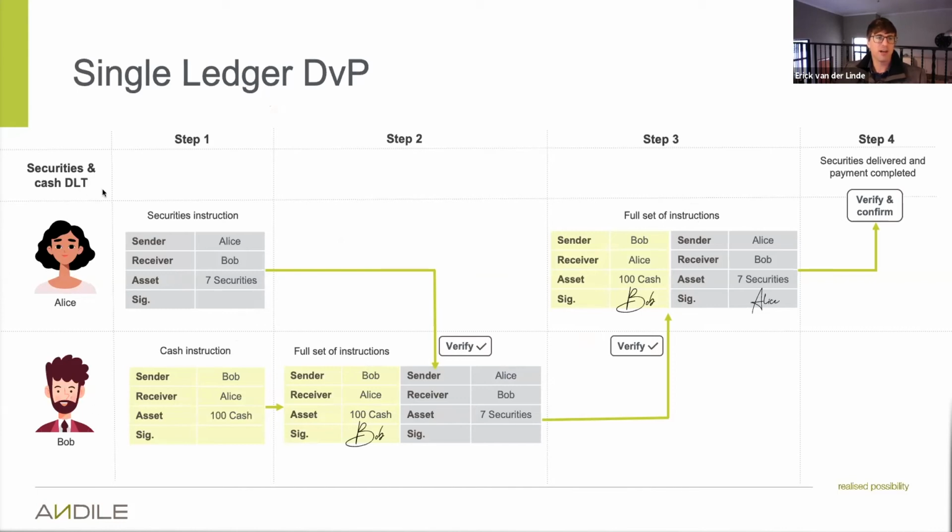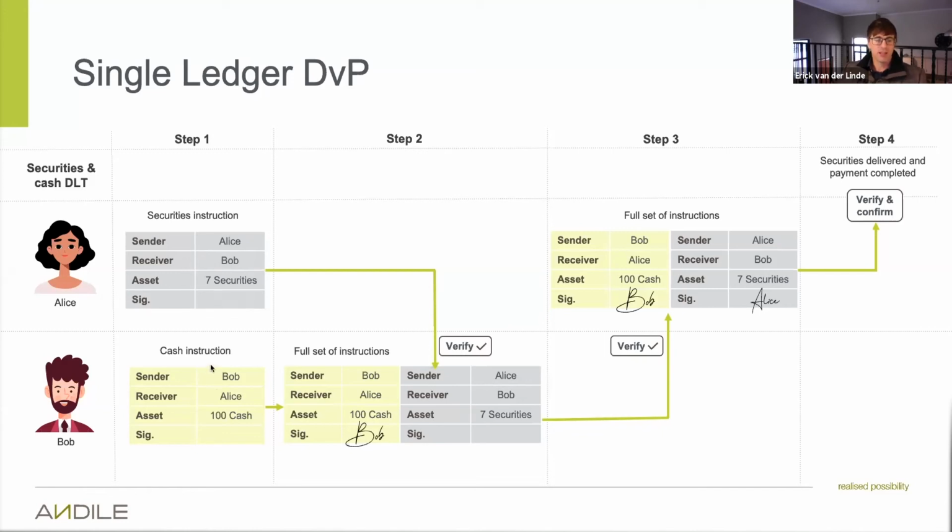First we have our DLT right at the top in the first row. This is the securities and the cash DLT, since both the securities and the cash live on the same ledger. So the first step, Alice would create the securities instruction. She creates this document that states she is the sender, Bob should be the receiver of 7 securities. She doesn't apply a signature yet since she wants Bob to validate this.